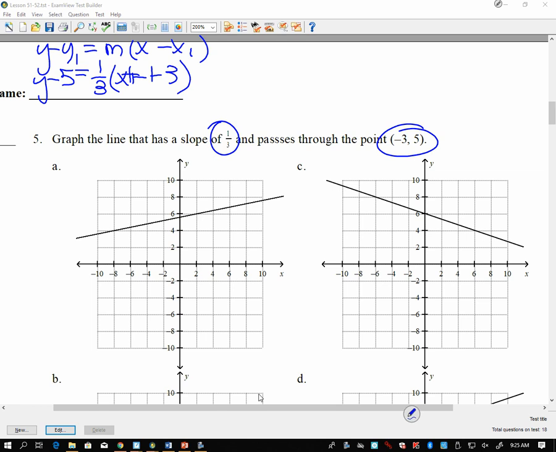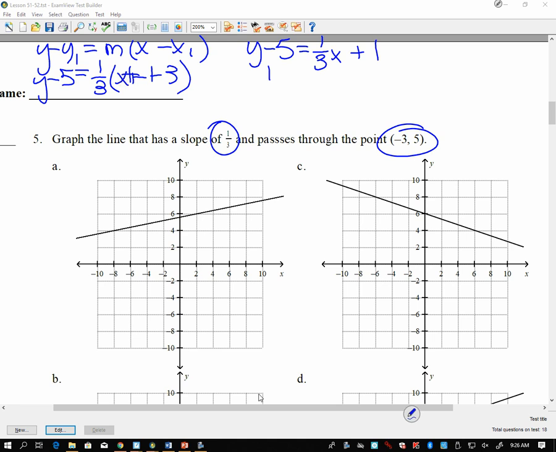All right, so I have y minus 5 equals, the next thing I want to do is distribute my 1/3. Okay? So what's 1/3 times x? 1/3 x, which represents my slope. What's 1/3 times 3? 1. Okay? Because 1 times 3 is 3. 3 divided by 3 is 1. So I got y minus 5 equals 1/3 x plus 1. What's my next step? Does anybody know?